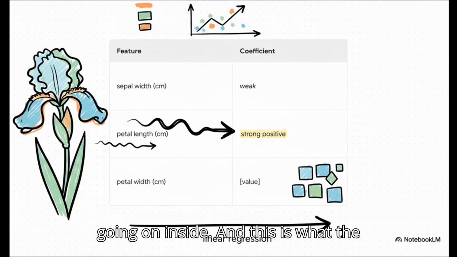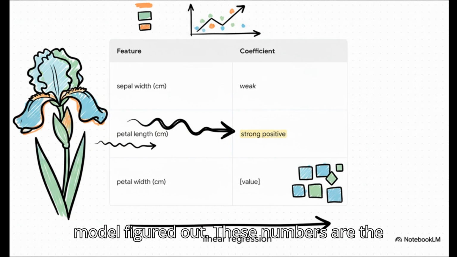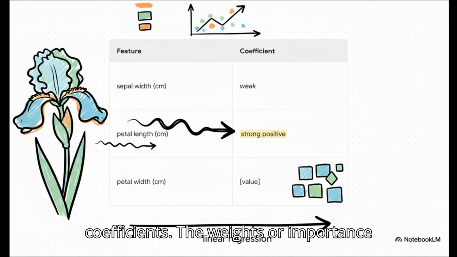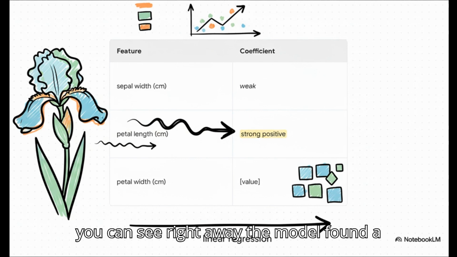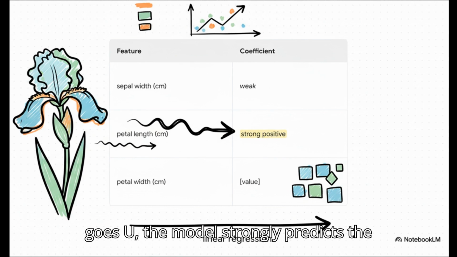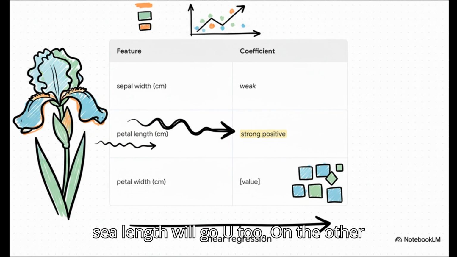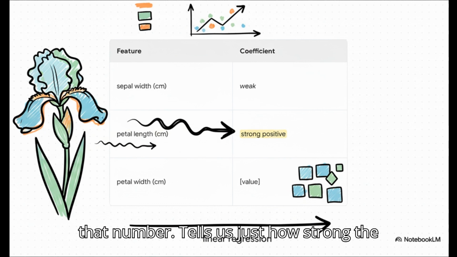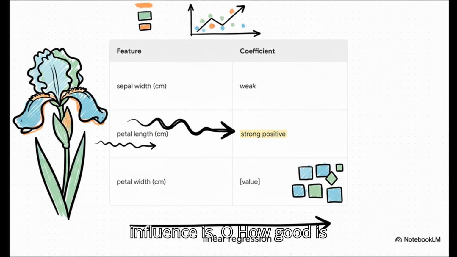And this is what the model figured out. These numbers are the coefficients, the weights or importance scores it learned for each feature. And you can see right away, the model found a massive positive relationship for petal length. This means as the petal length goes up, the model strongly predicts the sepal length will go up too. On the other hand, it found a small negative relationship for sepal width. The size of that number tells us just how strong the influence is.